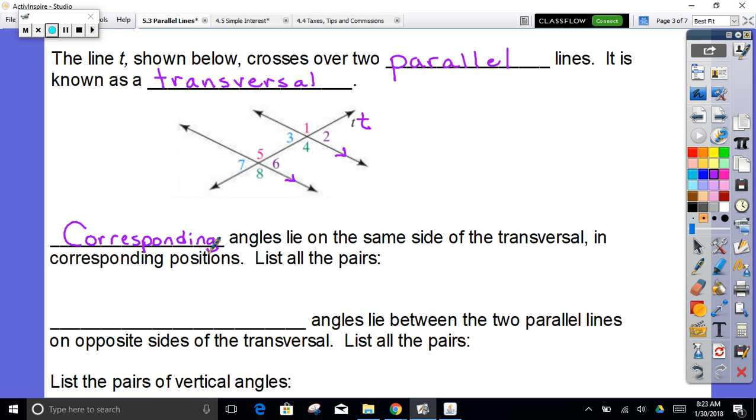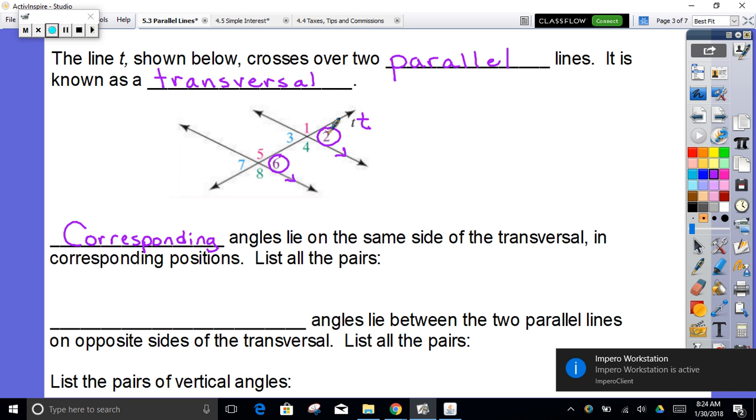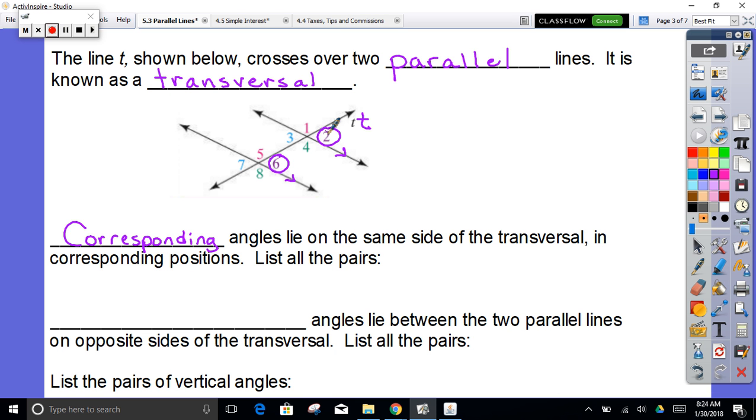Corresponding angles lie on the same side of the transversal. So here's the transversal. We could have the angles to the right of the transversal or the angles to the left of the transversal. Corresponding angles will always be on the same side, and they're in corresponding positions. So one pair of corresponding angles would be angle 6 and angle 2. They're on the same side of this transversal in corresponding positions. So they're both right above the parallel line. So angle 6 and angle 2 would be one pair.